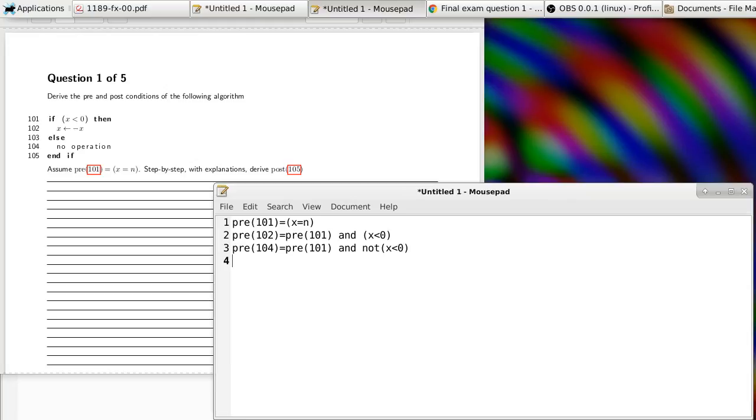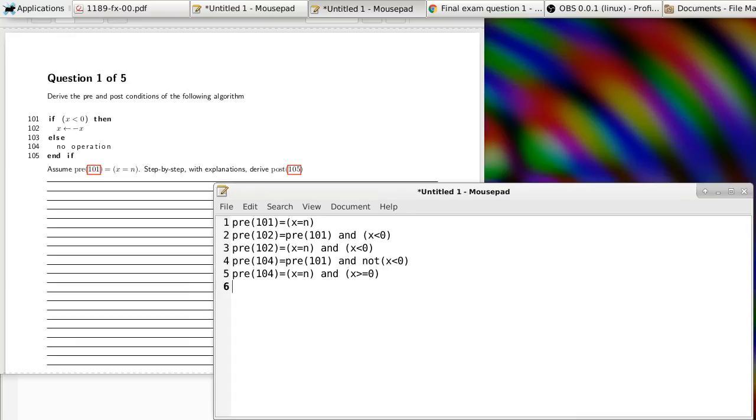The next thing we need to do then is to figure out the block itself, the then block and also the else block. So with the then block on line 102, oh, I forgot one thing. So we need to expand the precondition so that the precondition of 101 is expanded to be x equals n and x is less than 0. And then pre 104 equals x equals n, and we can simplify this a little bit, and we can say that x is greater than or equal to 0.